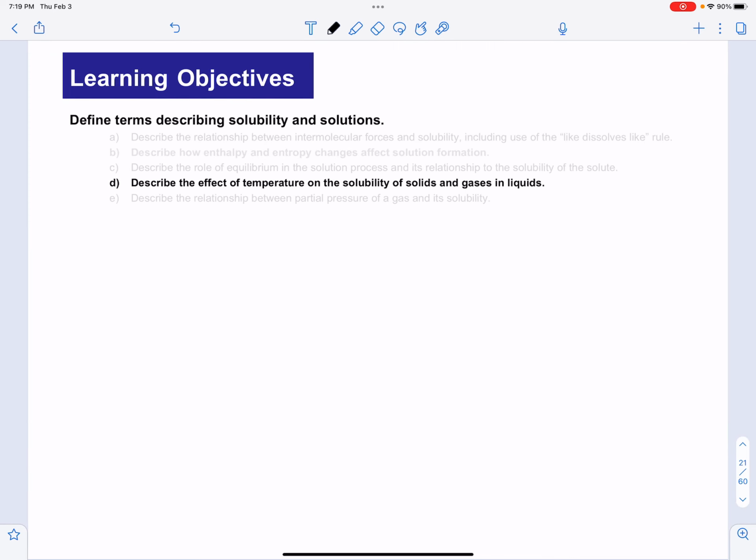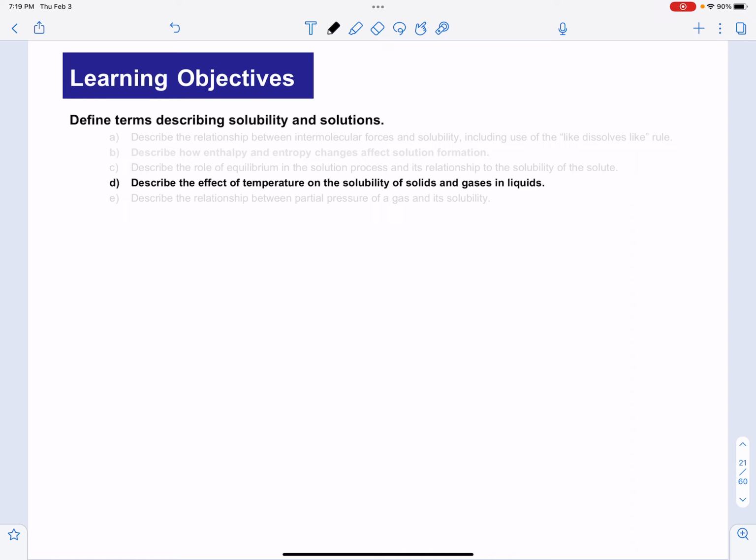So, new concept. Describe the effect of temperature on the solubility of solids and gases in liquids. Temperature is a measure of energy, kinetic energy for the most part, which is a reflection of the heat. And we know that the formation of the solution is going to depend on the enthalpy of the solute, which is separating the solid from itself.